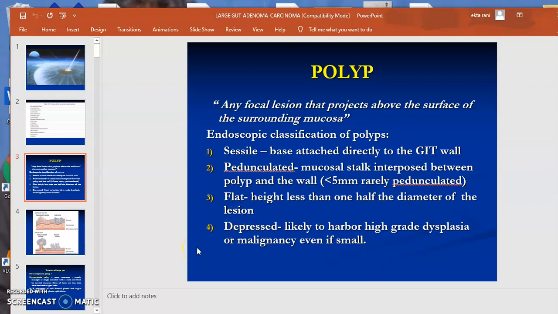So what are sessile polyps? Sessile polyps are polyps in which the base is attached directly to the GIT wall, and the pedunculated polyps are polyps in which the mucosal stalk is interposed between the polyp and the wall. So basically, a pedunculated polyp is a polyp with a stalk.